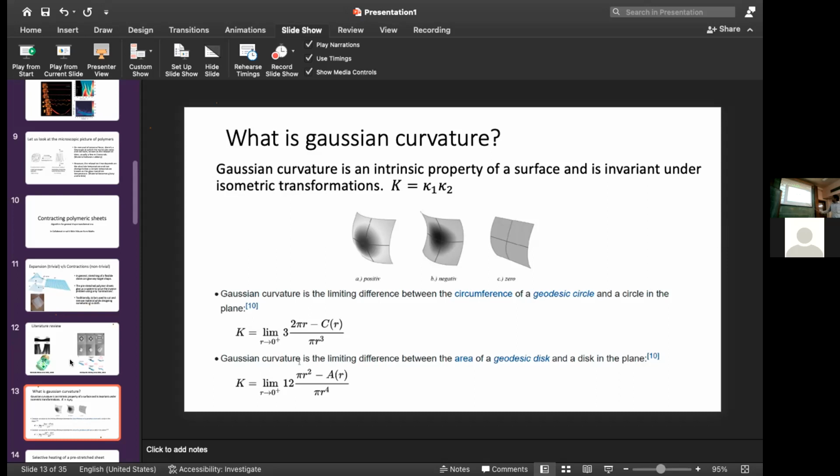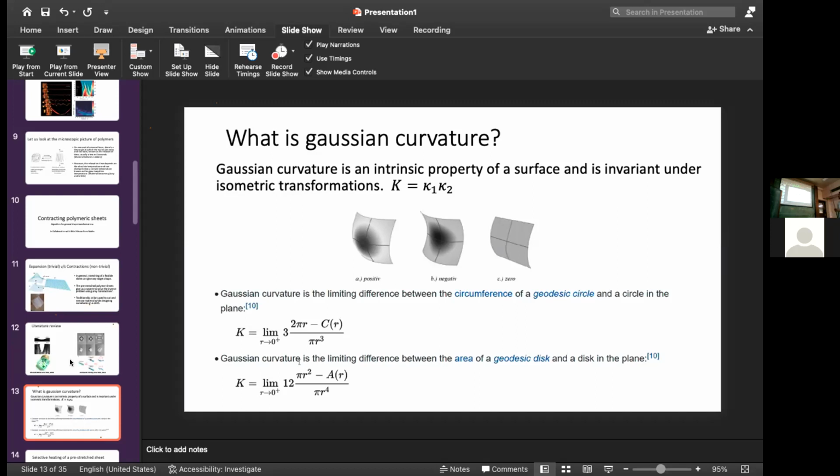But on a positive curvature, it will be less than 2 pi r. And on a negative curvature, it will be more than 2 pi r. So what is happening is that my perimeter and area is decreasing as I move along a distance r in the case of positive curvature, and it is increasing in the case of negative curvature. So how can I form positive or negative curvature?